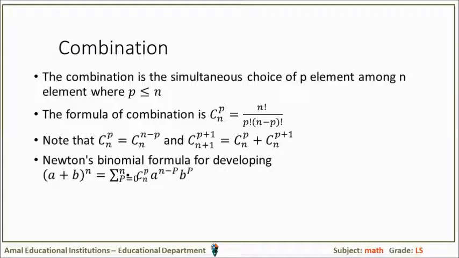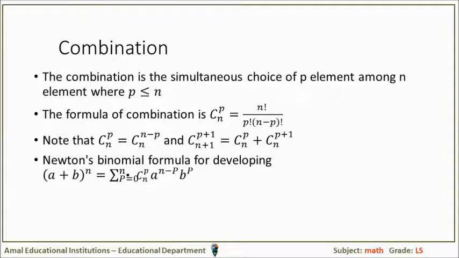Now I will speak about combination. Combination is choosing P elements among N elements, where P is less than or equal to N, at the same time. The formula of combination is Cp of N, which is equal to N factorial over P factorial times N minus P factorial. You have to remark that Cp of N is equal to Cn minus P of N, and Cp plus 1 of N plus 1 is equal to Cp of N plus Cp plus 1 of N.